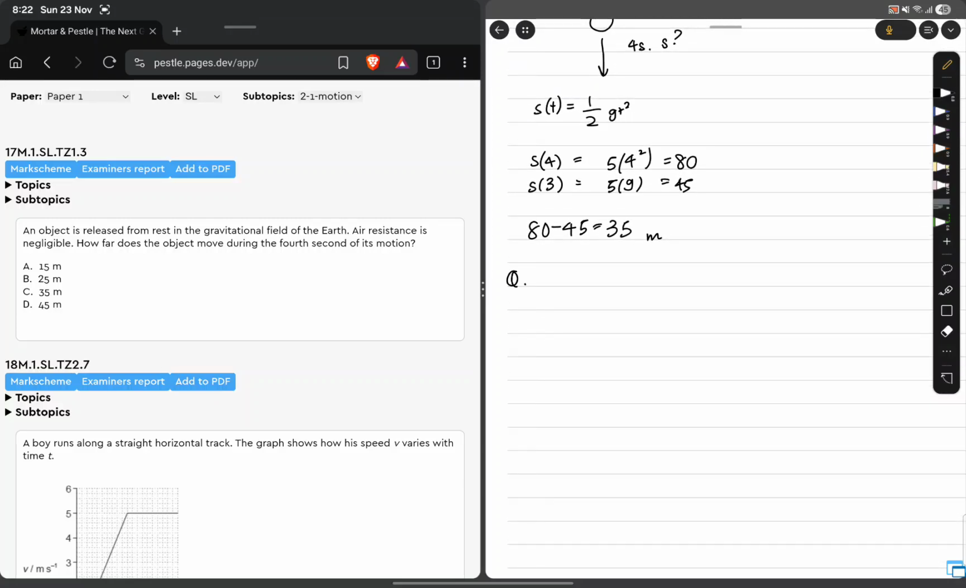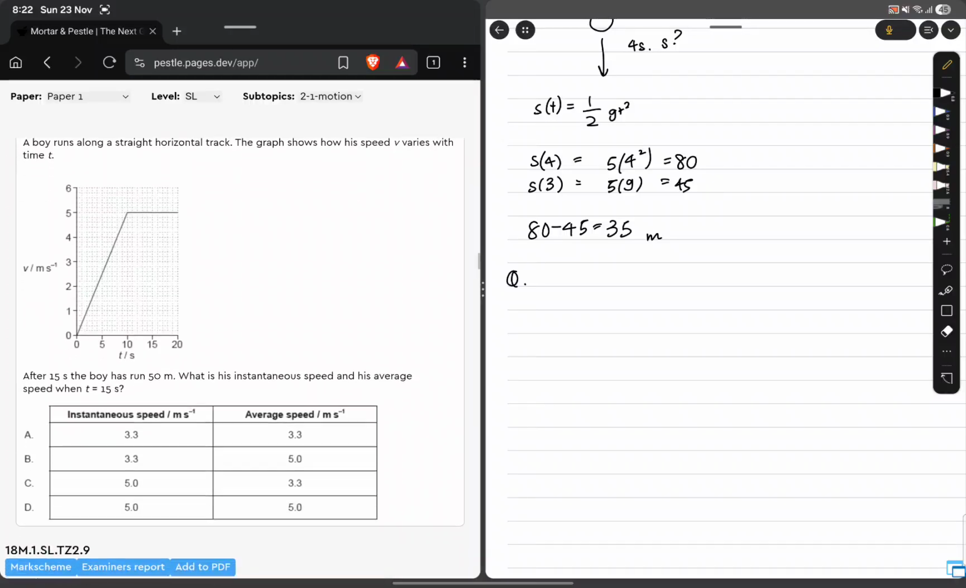Alright, the next question is, a boy runs on a straight horizontal track. The graph shows how speed varies with time. Okay, that means he's accelerating, and then he runs at a constant speed. Alright. After 15 seconds, the boy has run 50 meters. What is his instantaneous speed and his average speed at t equals 15?